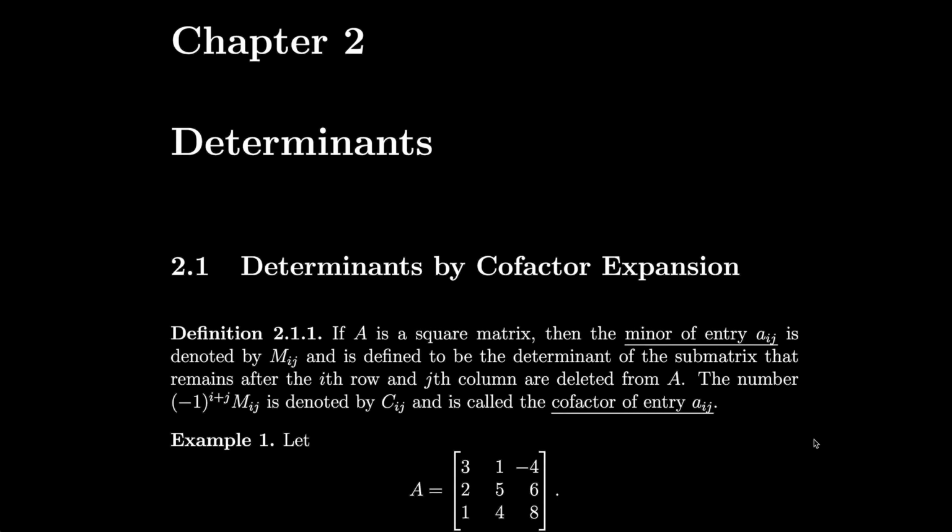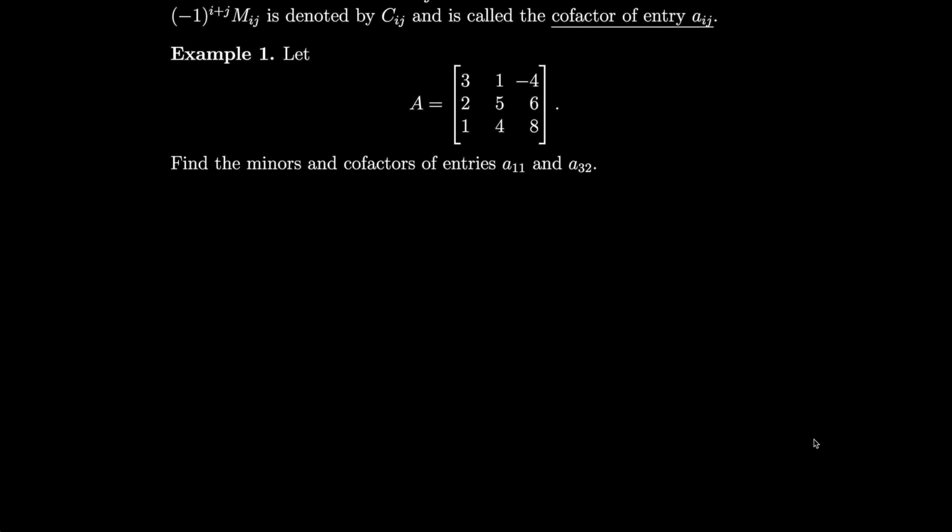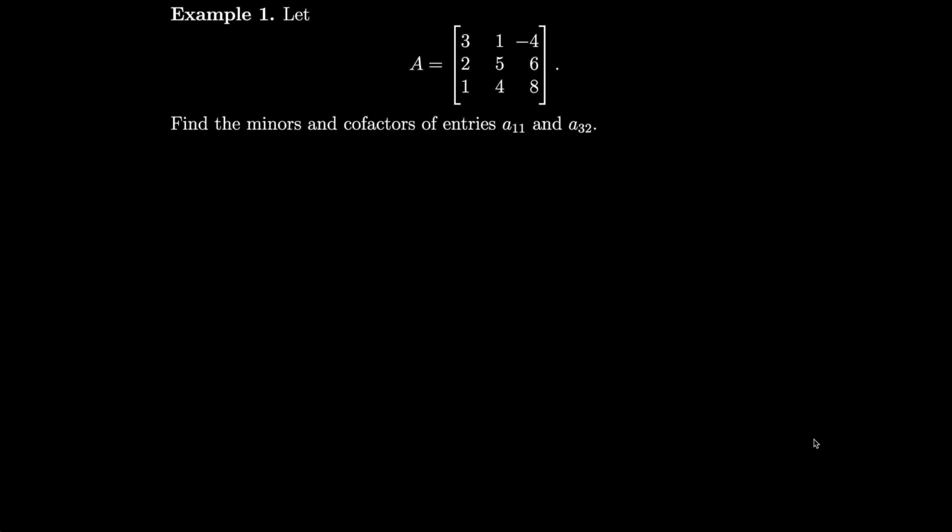As an example, let's try to find the minors and the cofactors of entries A11 and A32 for this matrix right over here. So we'll take M11 as our minor for A11. First I'll write out the determinant of the entire matrix: 3, 1, -4, 2, 5, 6, 1, 4, 8, and then I will delete the entries in the same row and same column as A11.